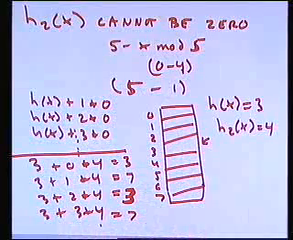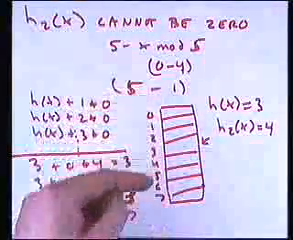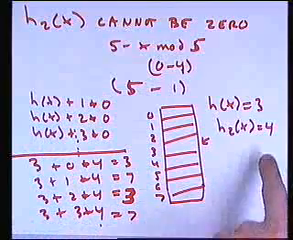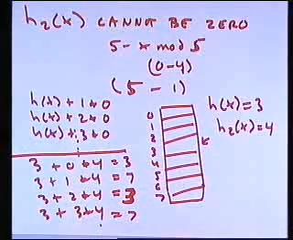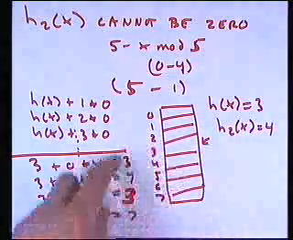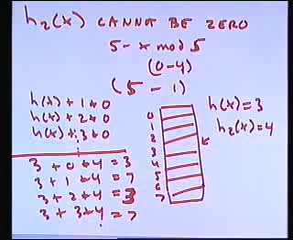Likewise, if my H2 of X had been 2, I'd have cells 3, 5, 7, 1, and then I'd be back to 3. So that'll always be the case if your H2 value can divide the table size, then in one rotation, one traversal through the table, you'll land back on the cell you started at, skipping over a bunch of cells.